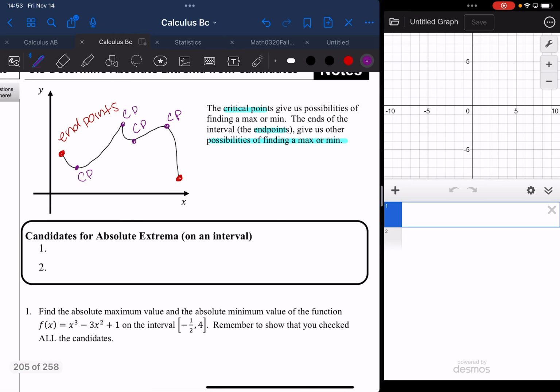So for the candidates test, in order to find an absolute extrema, we are going to find the critical points and then test the endpoints, which will be given to us in an interval.